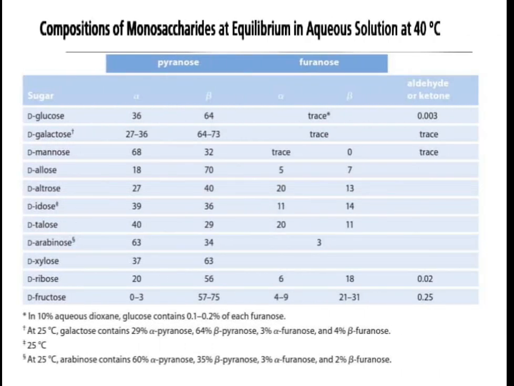Now I have shown a chart where you can see in case of glucose, in equilibrium, the alpha form contains 36% and the beta form has 64%. That means in equilibrium 36% alpha and 64% beta anomer is present. In case of galactose, there are 27 to 36% alpha anomer and 64 to 73% beta anomer, and different values for allose, altrose, idose. You can check all this.